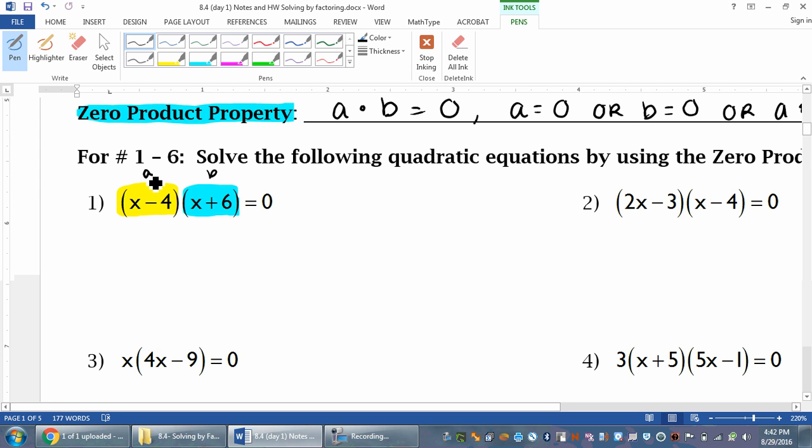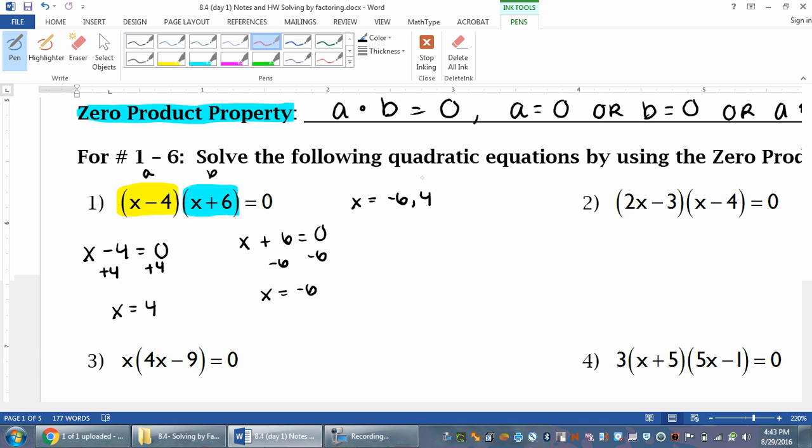So let's set up my two equations. We either know my first binomial, x minus 4, is equal to 0, or I know my second binomial, x plus 6, is equal to 0. So I just have two linear equations, so I'm going to go ahead and add 4 to the first side. So x is equal to 4. That's one of my solutions. And subtract 6 from both sides, so x is equal to negative 6. So my two solutions are negative 6 and 4. Okay? All right, number 2.